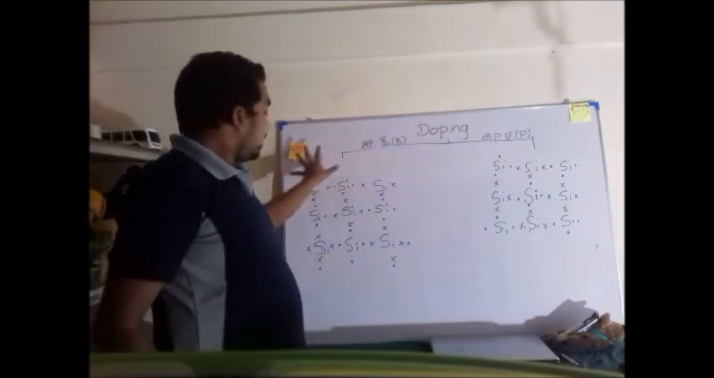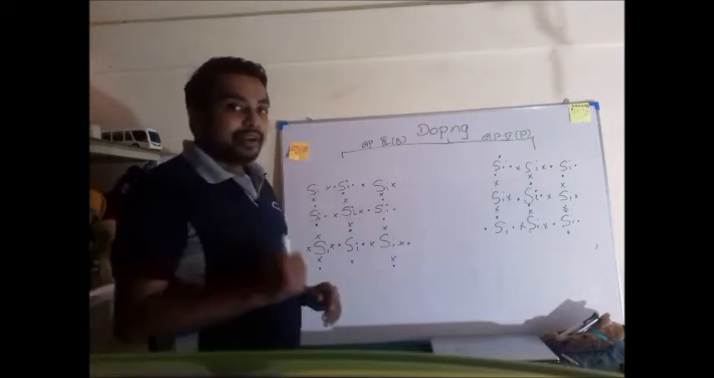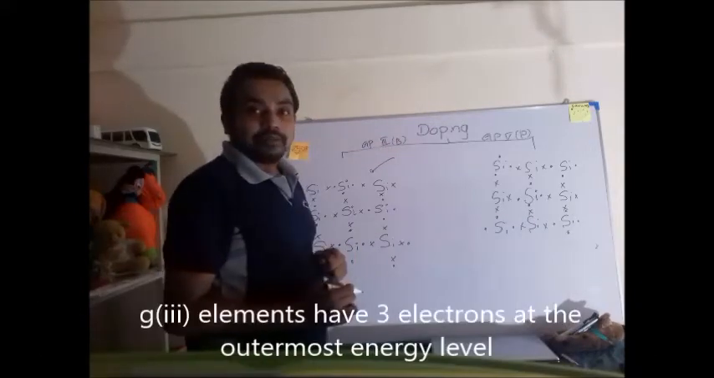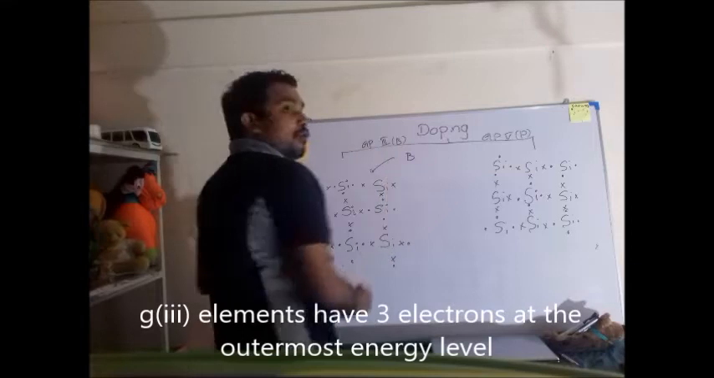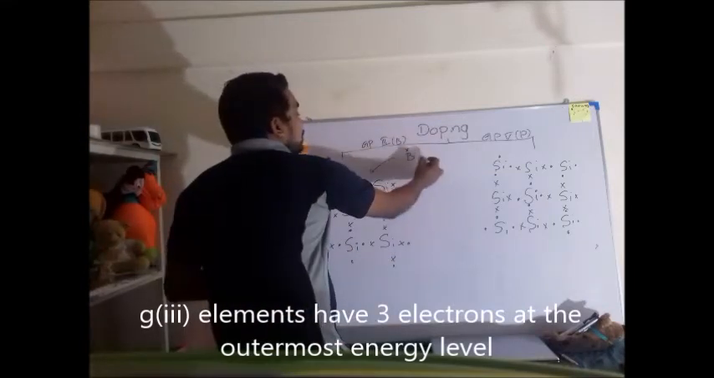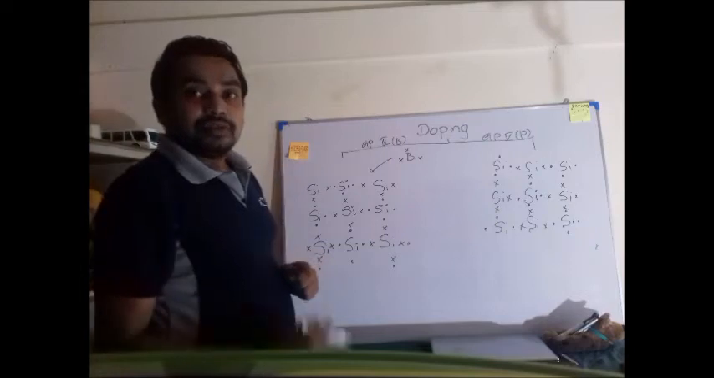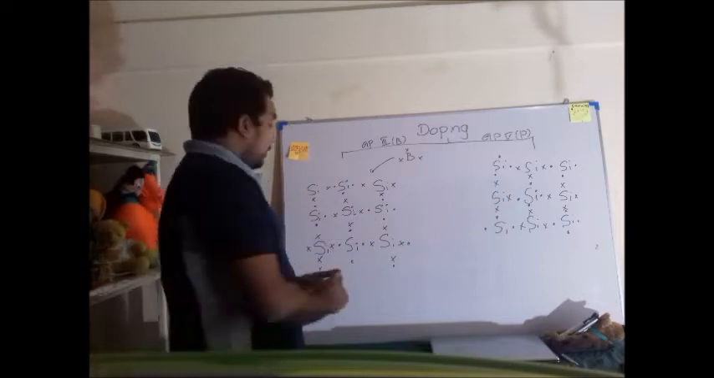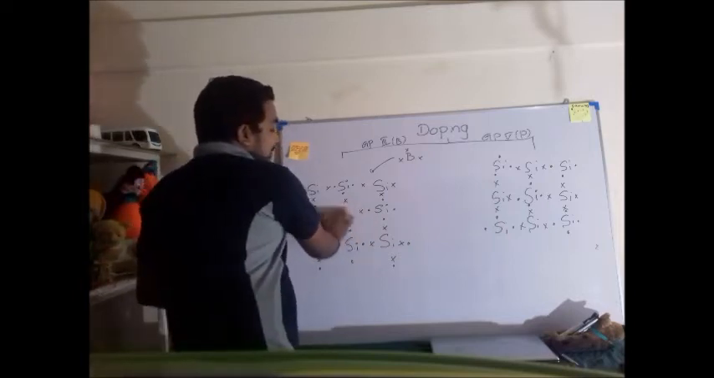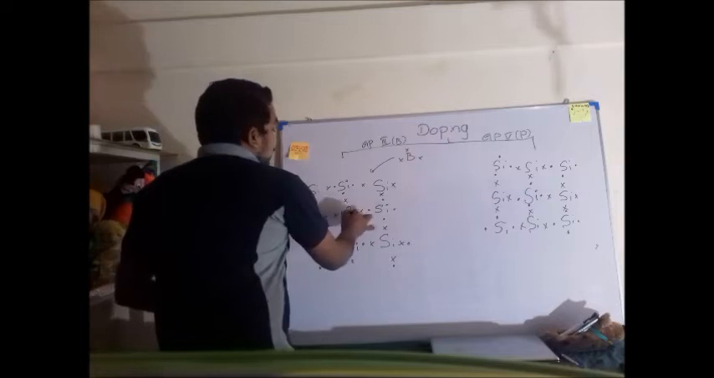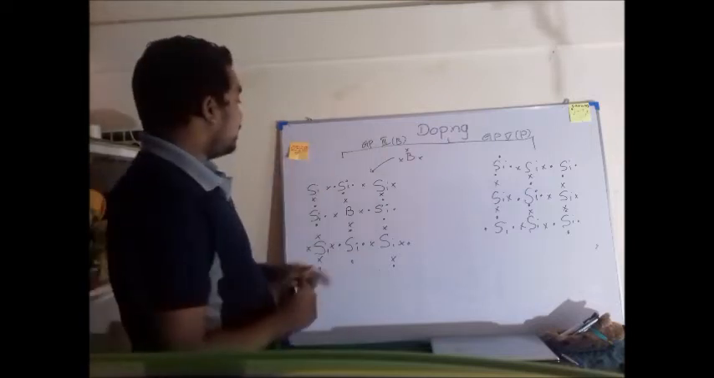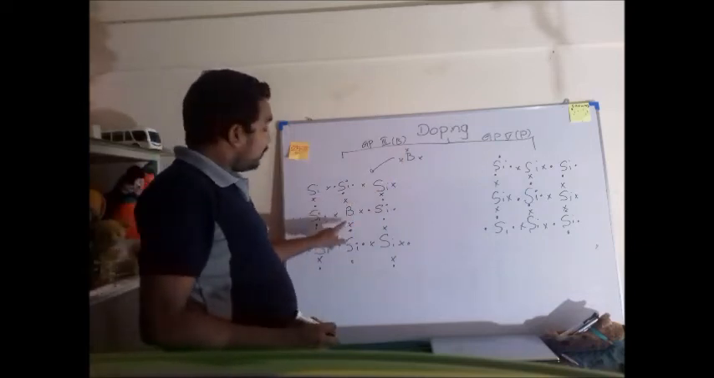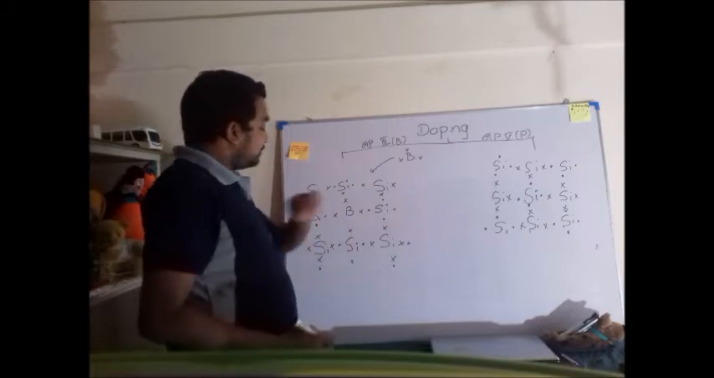First we will talk about doping group 3 elements. All of these group 3 elements have 3 electrons at the outermost energy level. First we take boron and show the outermost energy level with only 3 electrons present. By adding boron into this structure, I replace this silicon atom with a boron atom. What will happen? 3 electrons at the outermost energy level. I have placed 4 electrons by now. I have to remove 1.